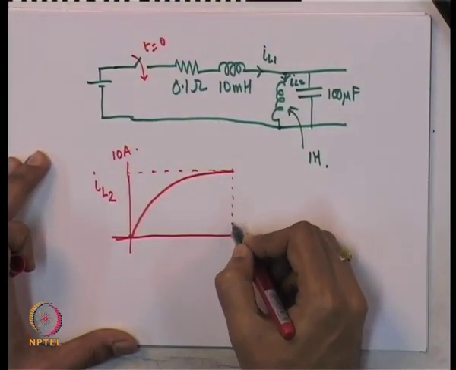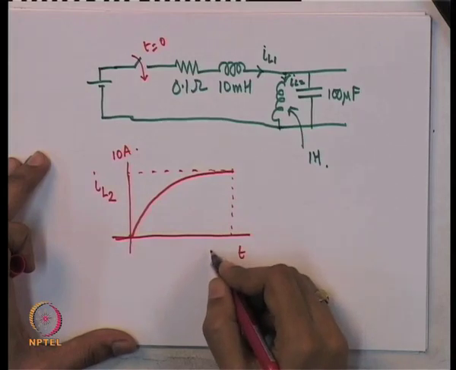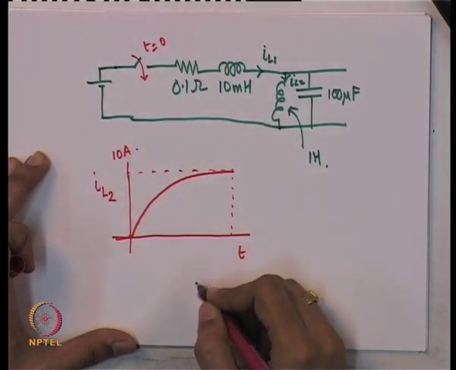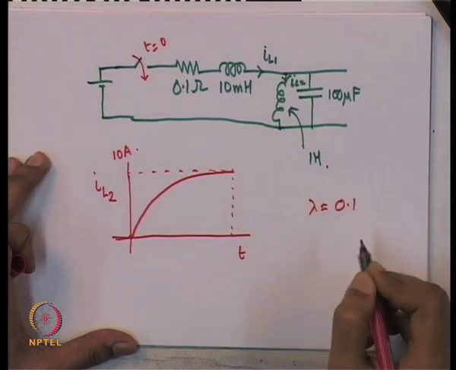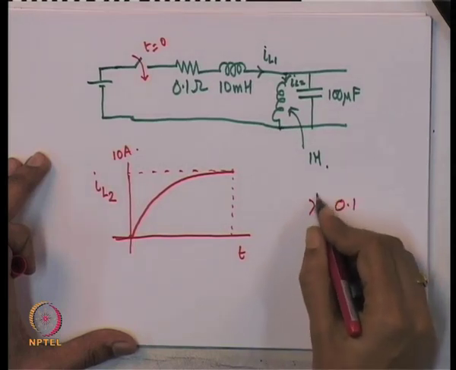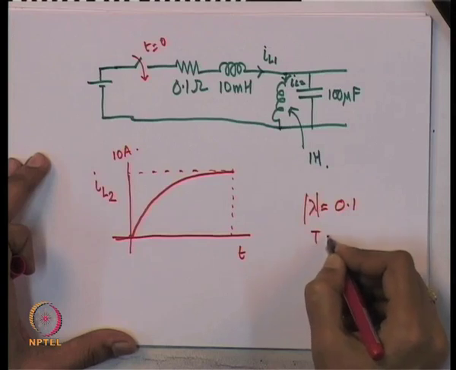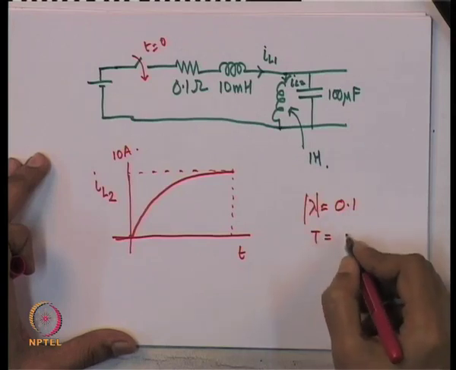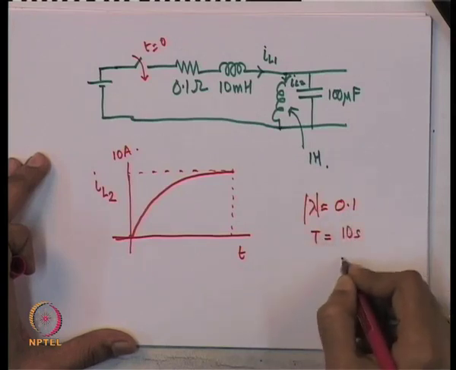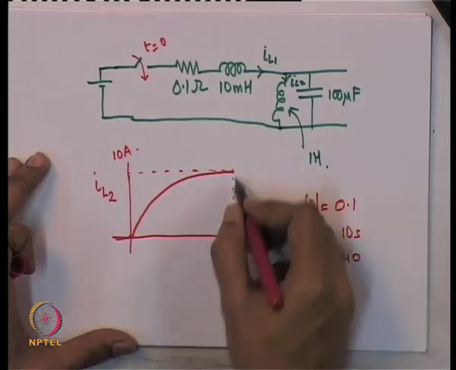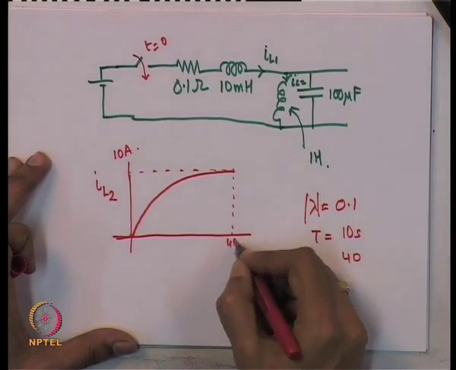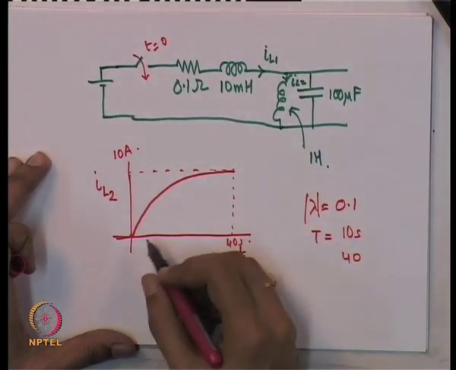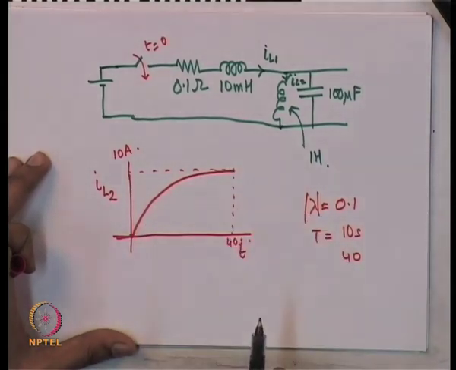This is roughly 4 times the time constant associated with this eigenvalue. The magnitude of the eigenvalue is approximately 0.1, so the time constant associated with this is roughly 10 seconds. So, around 40 seconds you will see that this builds up to near the final value. You hardly see any oscillatory response in this.